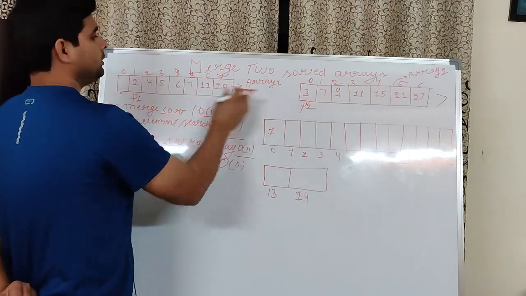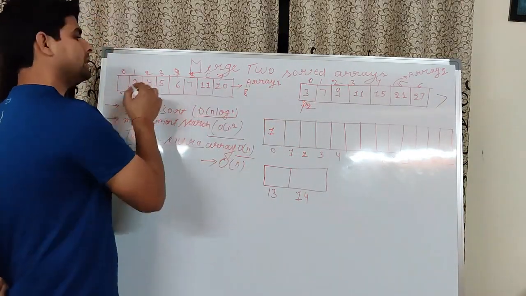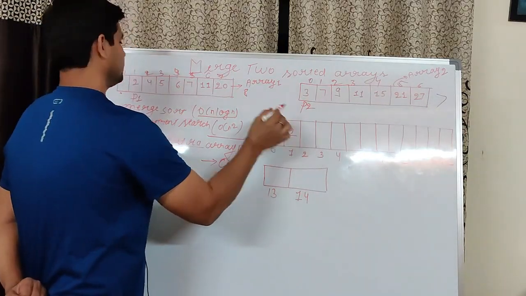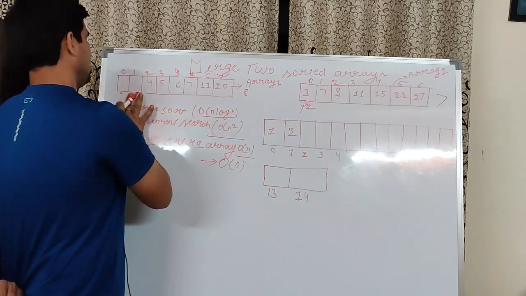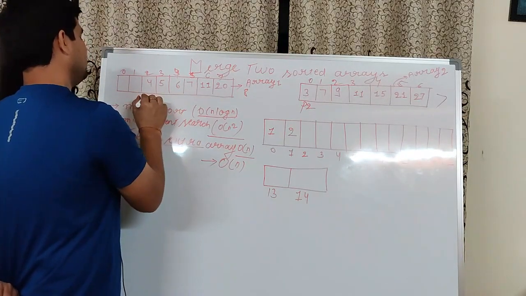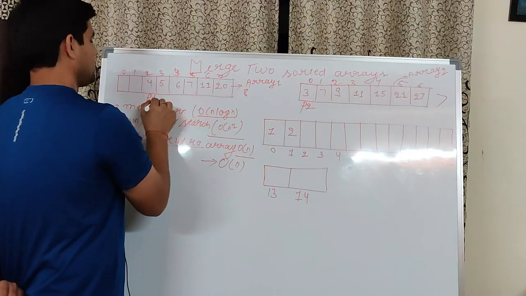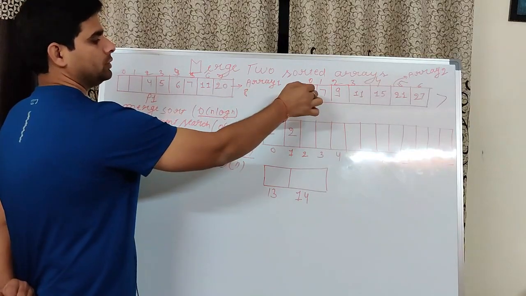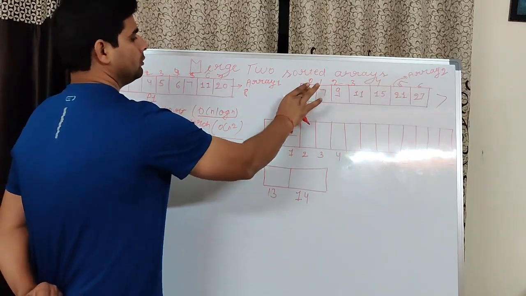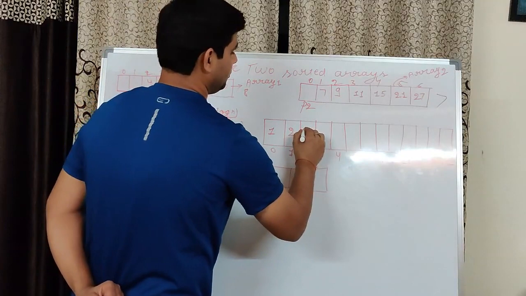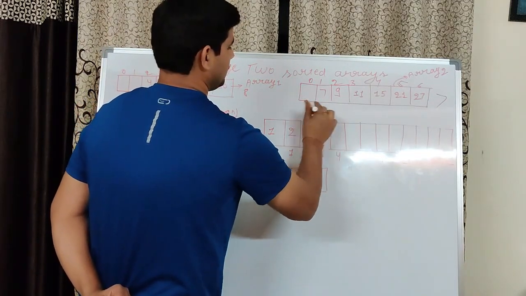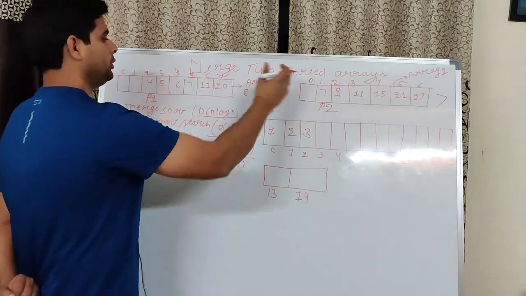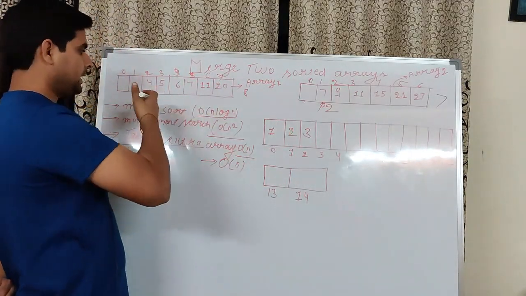Now again compare p1 with p2. Which one is smaller? This p1 is smaller, so I will put it here and increment it by 1 index. Now which one is smaller, p1 or p2? Here p2 is smaller, so I will put p2 here. Now p2 will point to here. Now again compare p1 and p2, which one is smaller? Here p1 is smaller.